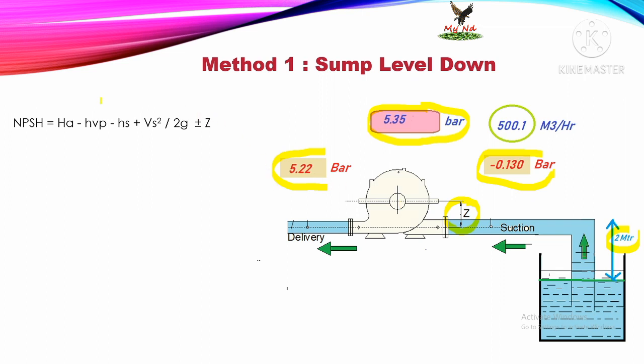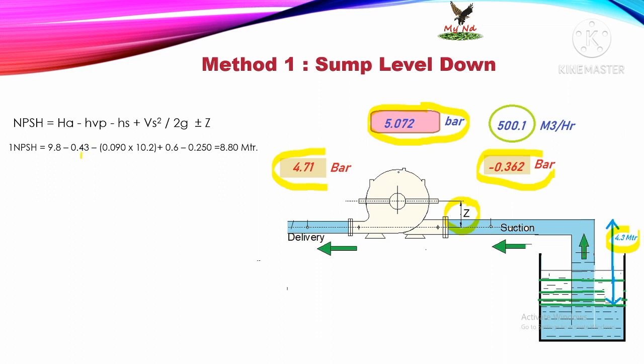So by substituting the values, suppose atmospheric pressure is 9.8 meter. Vapor pressure is 0.43 at 30 degree water temperature, which we can take from the steam table. Suction head is 0.09 bar, multiplied by 10.2 to convert into meter, plus V square upon 2g, 0.6 meter.